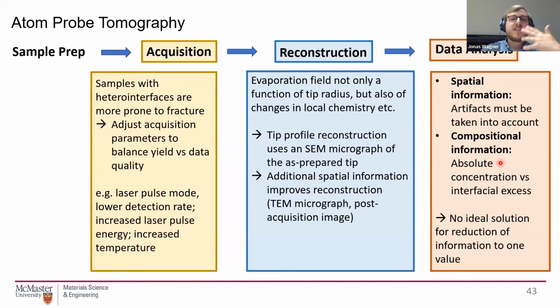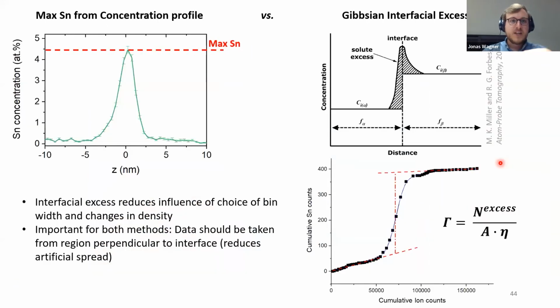You can express it as an absolute concentration, like your enrichment, or you can express it as an interfacial excess. For example, in this case from my samples, I have a region of interest. I lie across the interface, I look at the concentration profile, and if I really want to reduce it to one data point, I could, for example, report the maximum concentration.